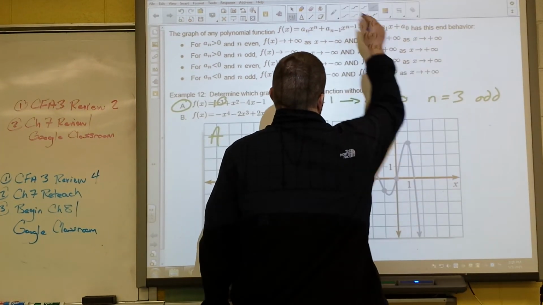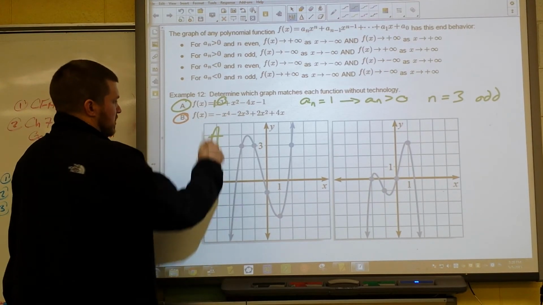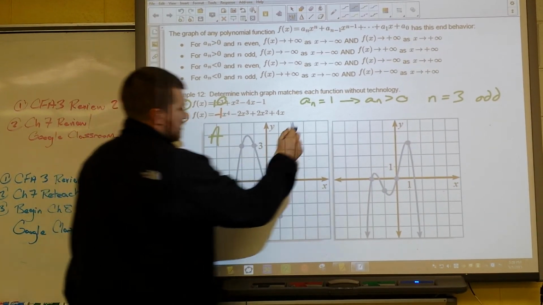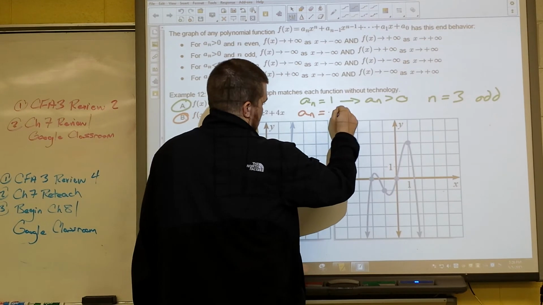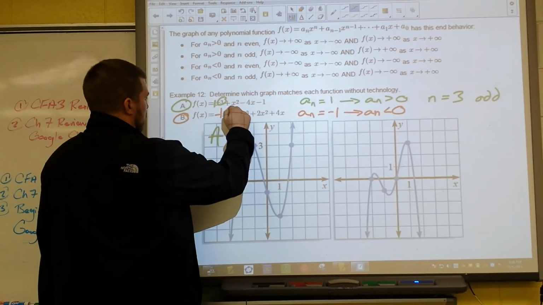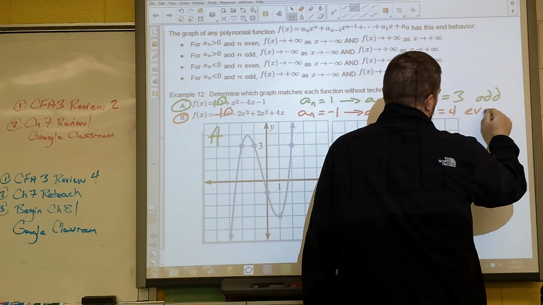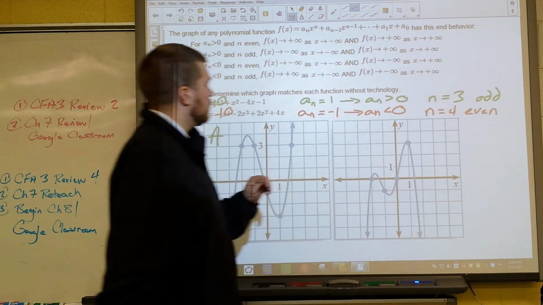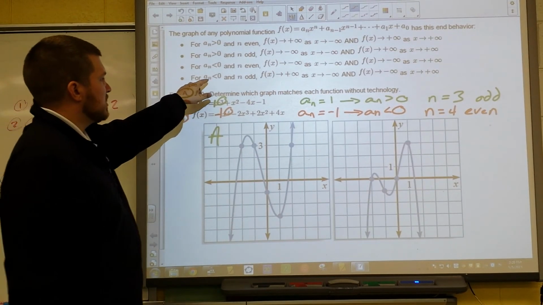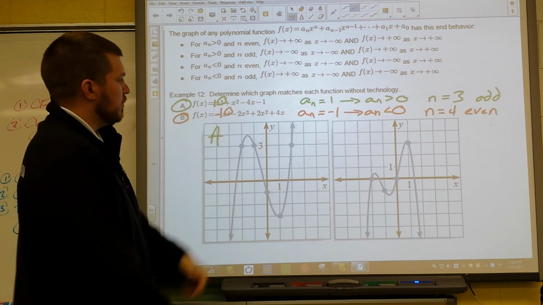I'm going to do part B in red. Again, our leading coefficient this time is a -1, so a sub n is -1, which means a sub n is negative. Also, our highest power is n equals 4, which is even. Okay, so I want to look for which rule to use. A sub n is negative and n is even. So this is the rule I'm using.